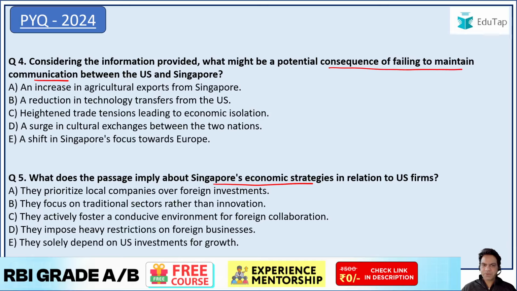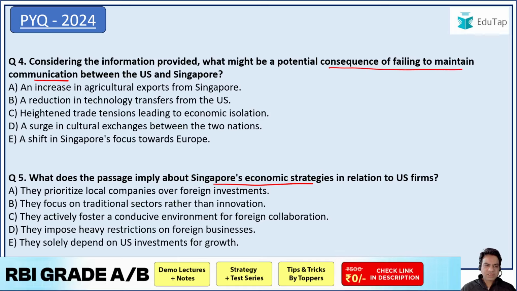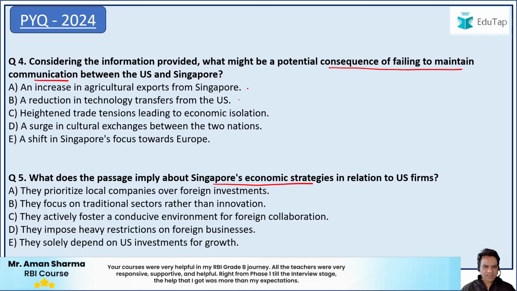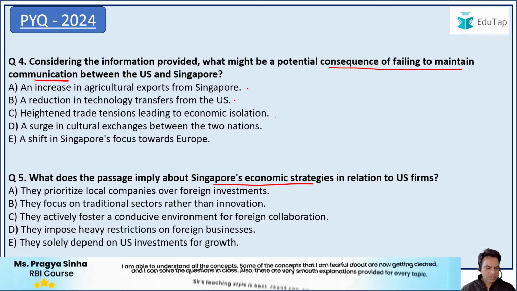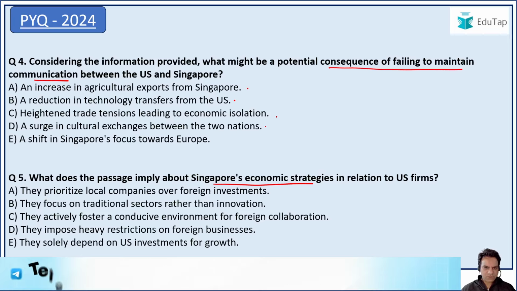Considering the information provided, what might be a potential consequence of failing to maintain communication between the US and Singapore? An increase in agriculture exports for Singapore? No. Reduction in technology transfer from the US? No. Heightened trade tensions leading to economic isolation? A surge in cultural exchanges between the two nations? Yeah, a shift in Singapore's focus towards Europe.